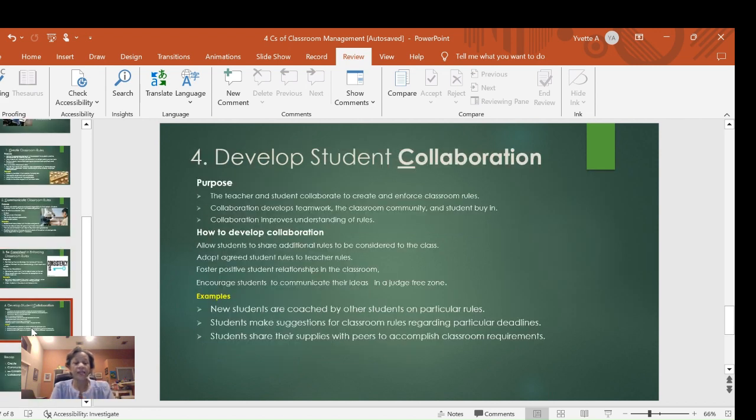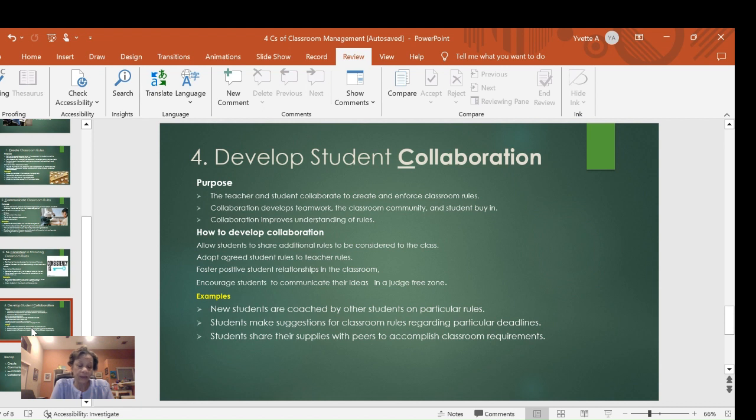And then the fourth C of our classroom management is called collaboration. When we collaborate, we mean that as a teacher, we are creating a community with the students. You want the classroom to be a community, not an us versus them situation. Collaboration also develops teamwork in the classroom. Students get buy-in when they collaborate with the teacher. Collaboration also helps students understand the actual rule itself because you give them the opportunity to apply that rule.